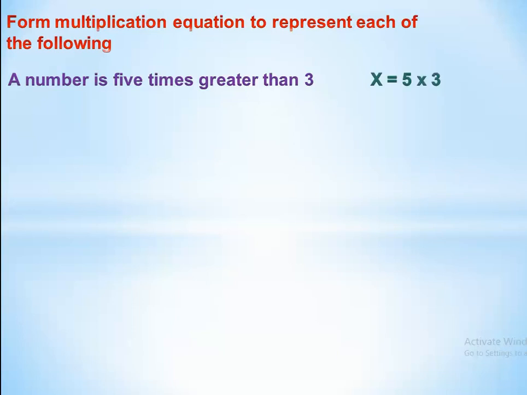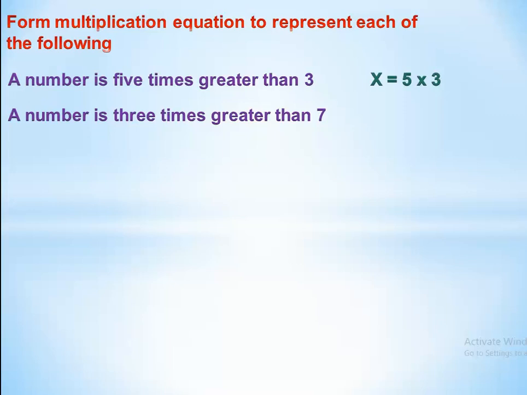Form a multiplication equation to represent each of the following. A number is 5 times greater than 3. Let's represent it by any letter. A number, we can call it x, y, z, m, n, anything. So it will be x equal 5 times 3.